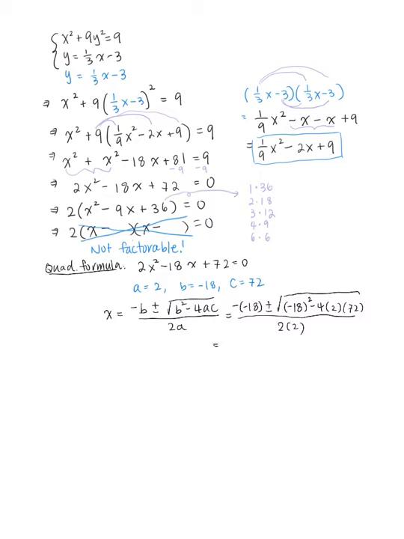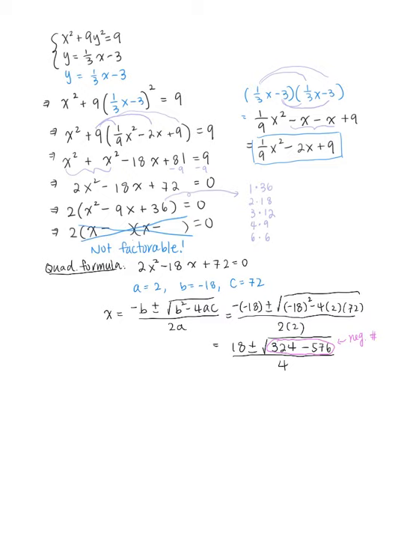Okay, so then I could simplify this to 18, and then plus or minus the square root of negative 18 squared, what is that? 324. And then minus 4 times 2, 8 times 72, 576. Uh-oh, do you see what's going to happen here? Whole thing divided by 4. All right, now let's look at the discriminant. The discriminant is what sits inside of the square root. Now, do you see that this value is going to be negative?